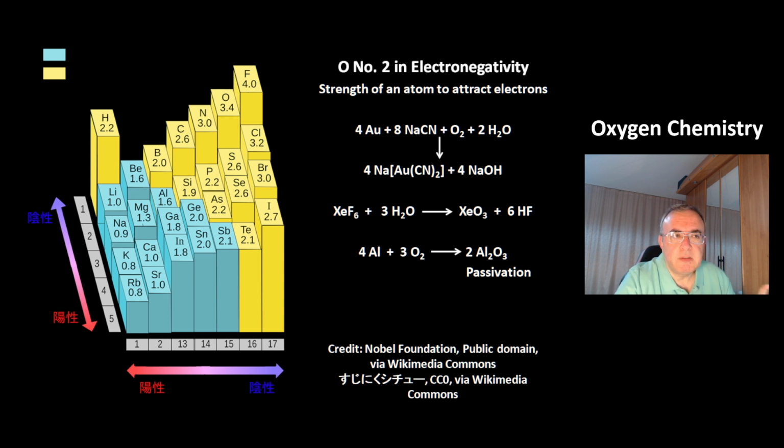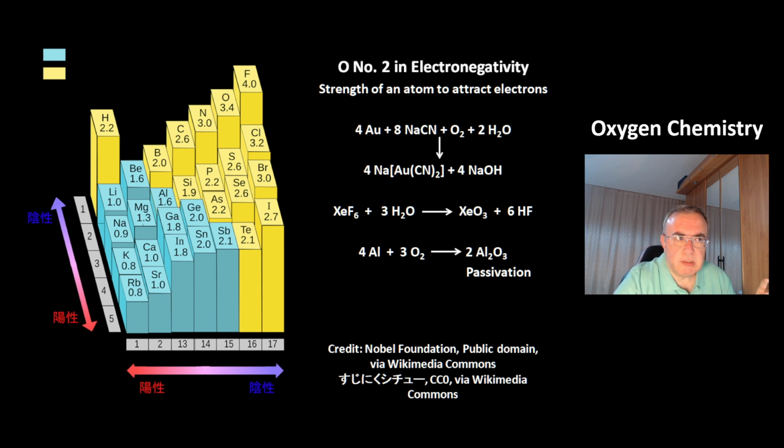Here are 3 examples of chemical reactions. At the top, that's the reaction of gold with oxygen. In air, gold does not react with oxygen, but you can make it react with addition of cyanide ions. Then you get this sodium dicyanoaurate complex. That's how you can isolate gold from ore.